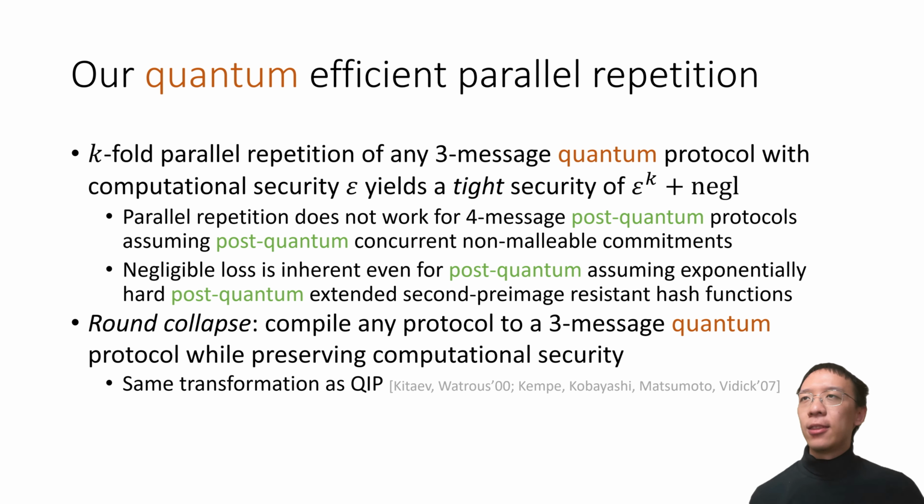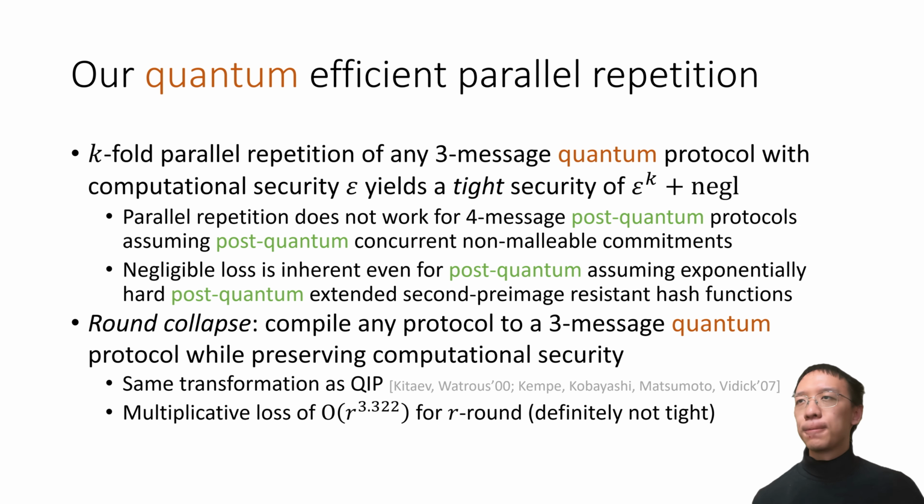I should point out that this transformation is actually the exact same transformation that you do for quantum interactive proofs, or in other words, quantum interactive protocols with statistical soundness. This was already shown 20 years ago, and our contribution here is to show that there is an efficient reduction so that this also works for computational soundness. The loss here is slightly worse than what you have classically, but we leave further improving the efficiency to future work.